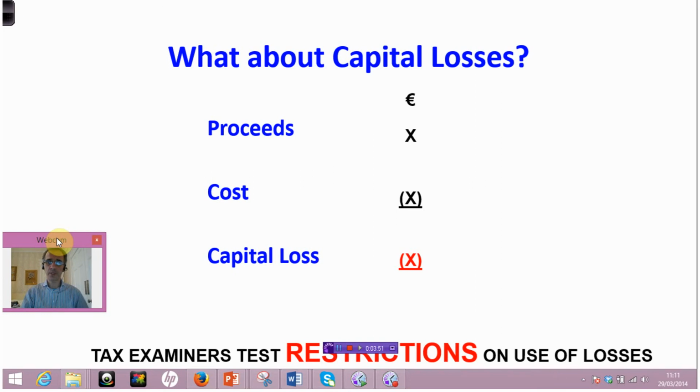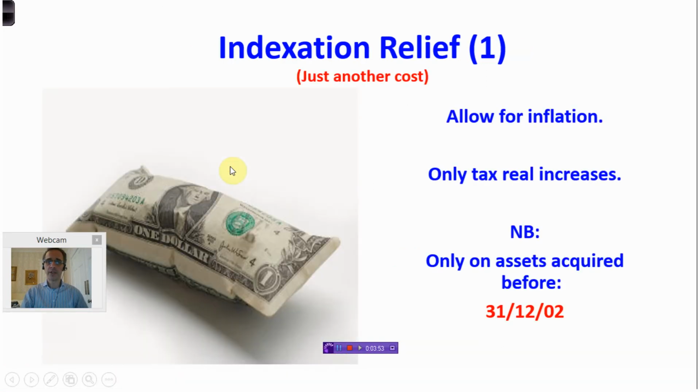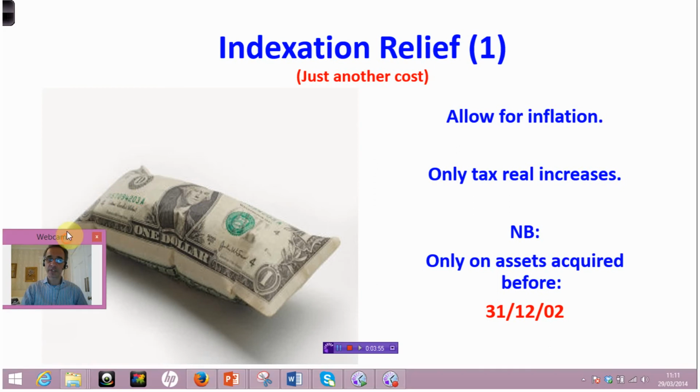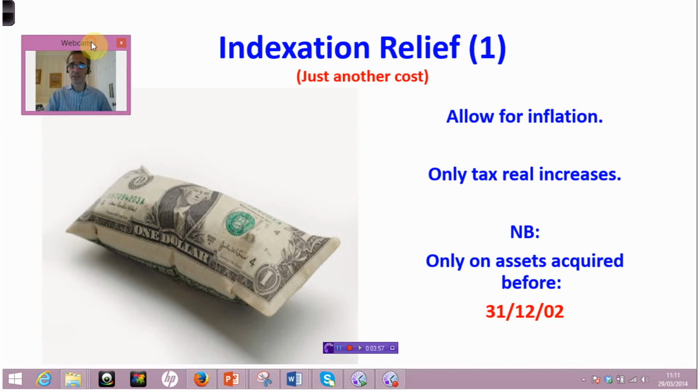Okay. Now, moving forward from here, indexation relief is something that I mentioned in the previous screencast. And really, indexation relief is just another cost, or indeed it's a way of uplifting certain costs to current value. So what the Revenue allow us to do is to reflect many of the costs associated with the transaction at current value level. So in effect, we're allowing for inflation or real prices.